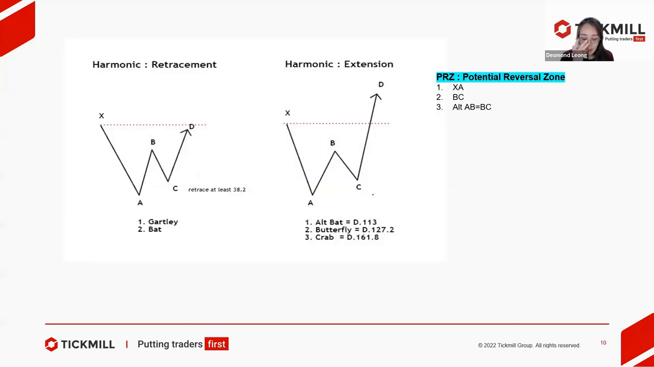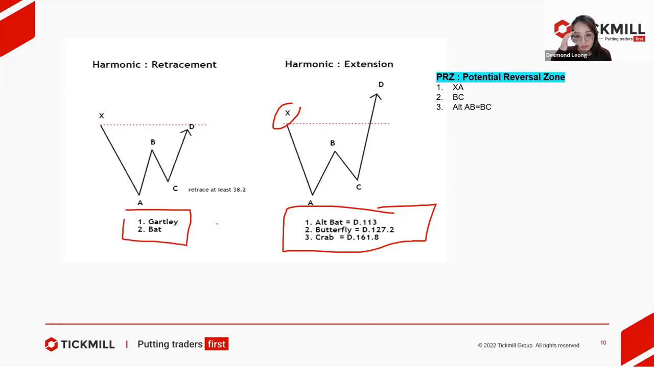Okay, and for harmonic patterns, there are two kinds, retracement and extension. Whatever retracement we have, we have the Gartley and the Bat. For harmonic extension, meaning whatever is above the X level, like D, you will have the Alternate Bat, where D ends at 113%, and we have the Butterfly and the Crab. All three of these are extension and these two are retracement. All right, and C has to retrace at least 30%, cannot go below the A point. Okay, C cannot go below the A point.